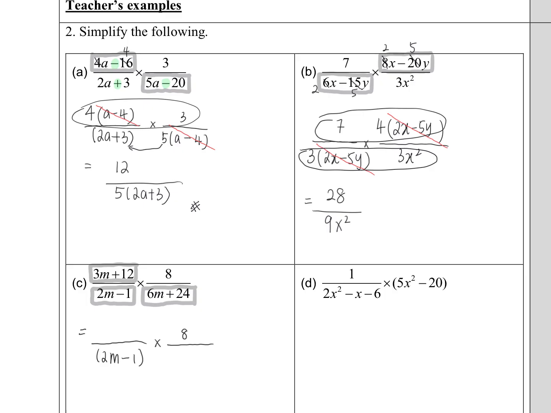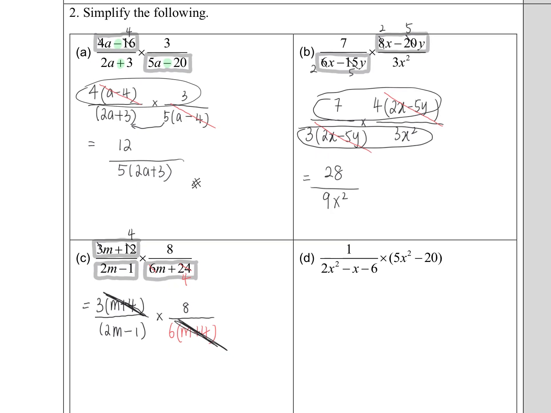What is common for 3m and 12? 3. So take out the 3. Then 6m and 24, what is common? 6. So take out the 6. Top left and bottom right minus. Now you see the group. m plus 4 can cancel out. So go and cancel them out. Anything else I can cancel?